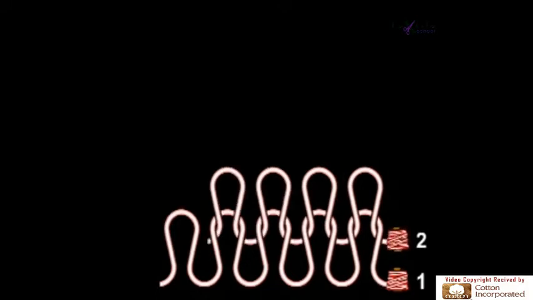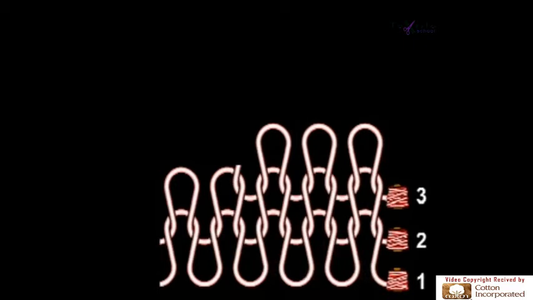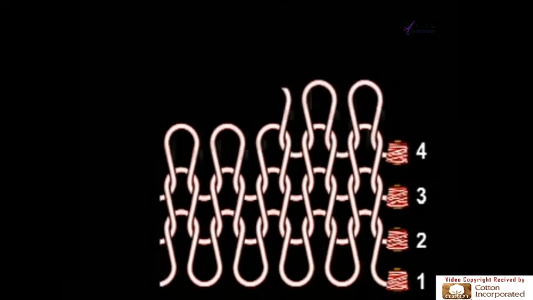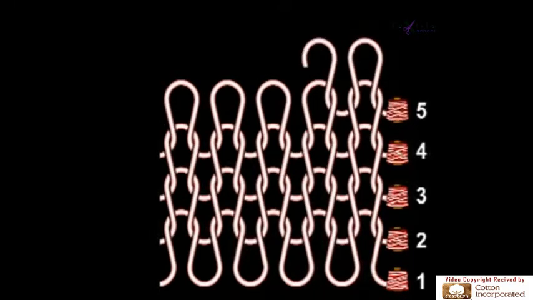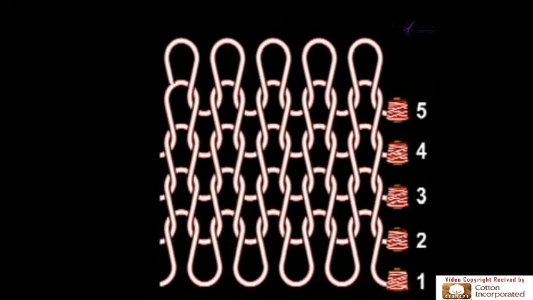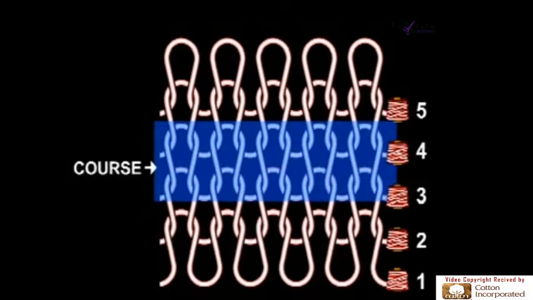Here is an illustration of how loops of yarn are created by a weft knitting machine that knits yarn in a horizontal manner, so that the loops are formed from right to left. If you analyze the structure, you see a pattern of loops arranged in rows and columns. The horizontal row of loops, produced by adjacent needles during the same knitting cycle, is known as a course.